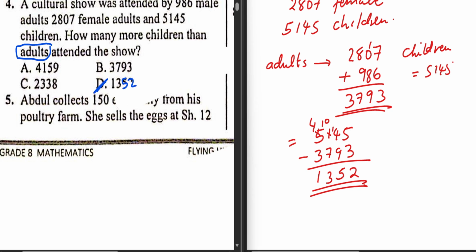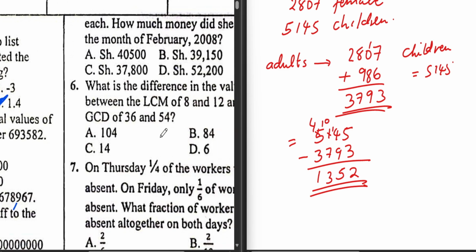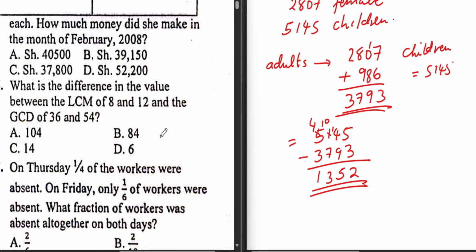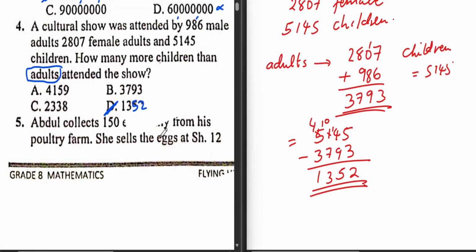Now, Abdul collects, I think, 150 eggs from his poultry farm. I don't know if it's eggs because I don't see clearly. She sells the eggs at 12 shillings each. How much money did she make in the month of February 2008? So this is 150 eggs.